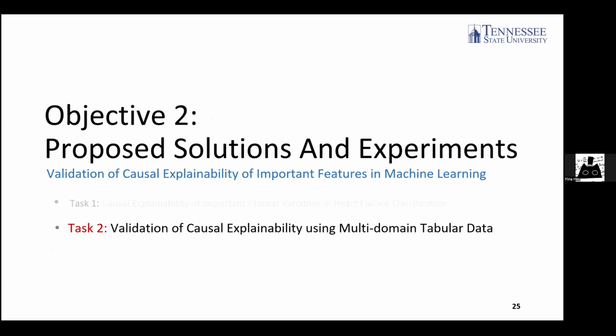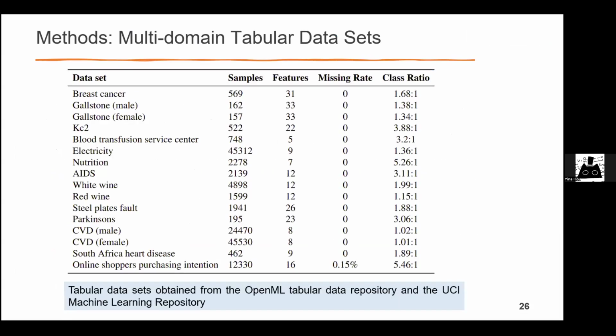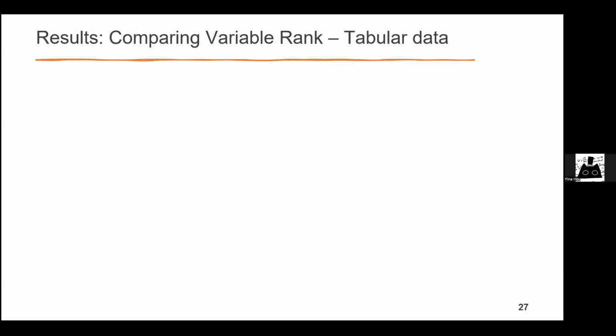Are the above findings general findings, or are they just special for our created dataset? To make sure of the validation of causal explainability, we extend our work to multi-domain tabular datasets in this task. This table summarizes basic information for 16 more tabular datasets. They are obtained from OpenML and the UCI machine learning repository, which cover multiple domains such as medical, finance, and banking. We followed the same framework process for all these datasets.